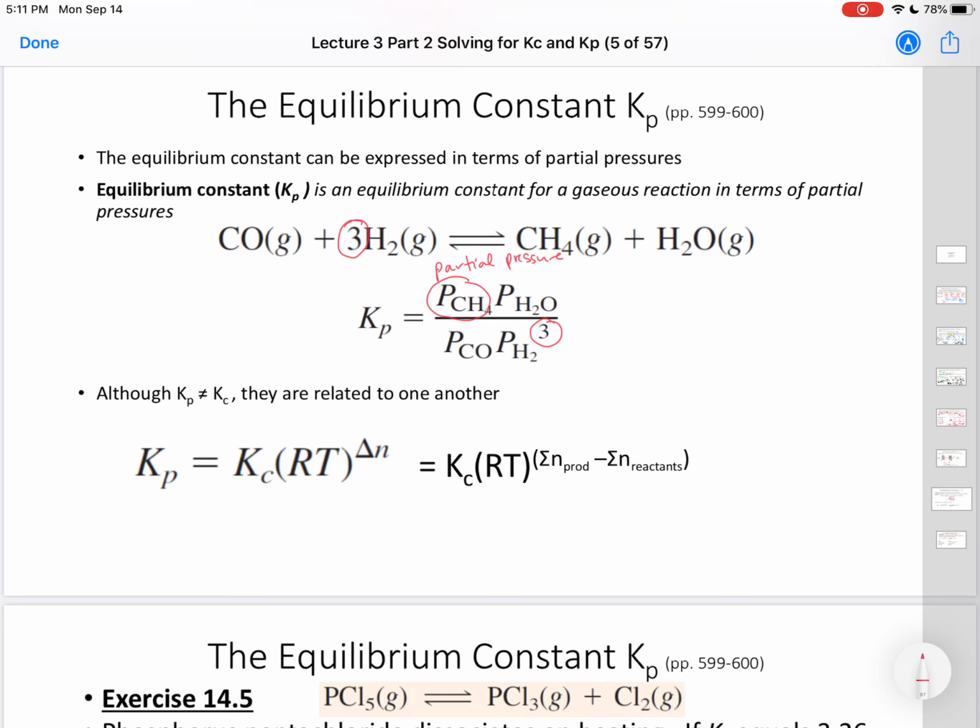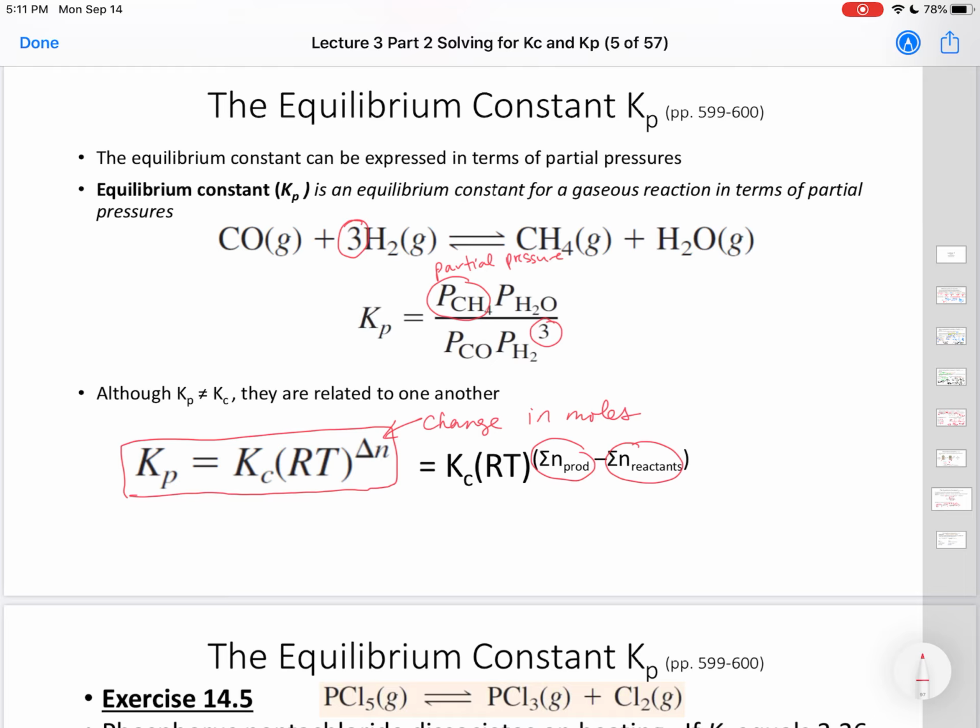Now, although Kp and Kc are not equal, they are related to one another, and the book gives you this equation: Kp equals Kc times RT to the delta n, and the delta n is really the change in moles. So really it's the sum of the moles of product minus the sum of the moles of reactants. And it's very easy.